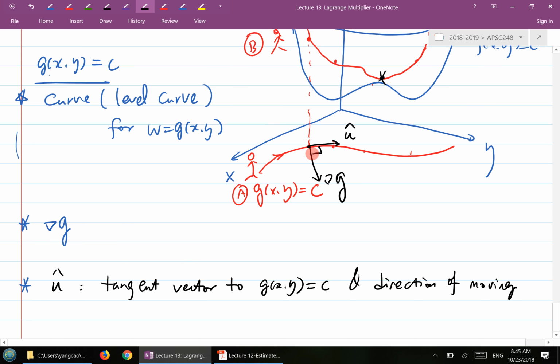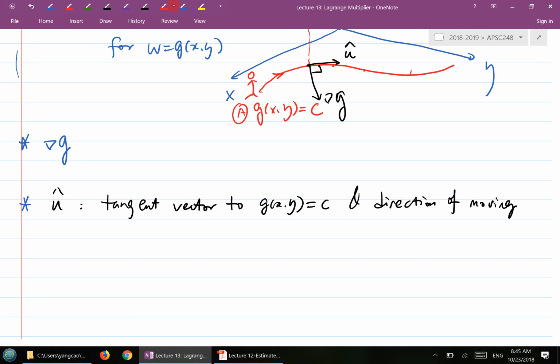Okay? So this is basically going to be our number one fact. Here's our fact number one: del g is perpendicular to u hat. This fact is irrespective of the current constraint problem. Okay, it's a nature. Basically, whenever you have a curve, and it's a level curve of function w equal to g of x, y, then del g must be perpendicular to the u hat.